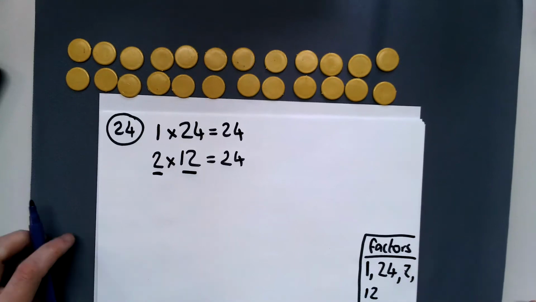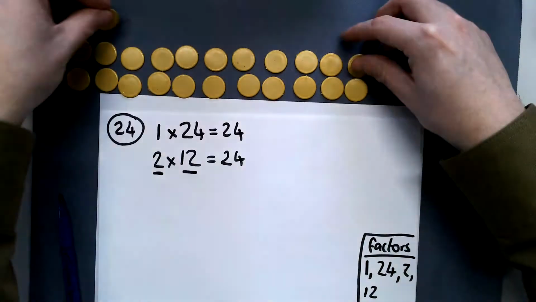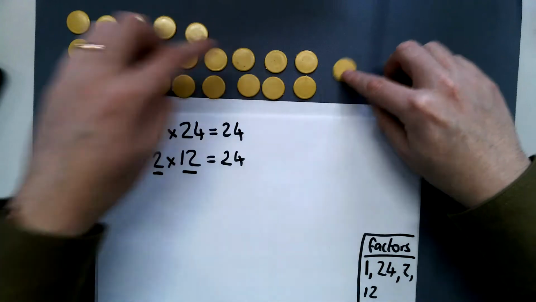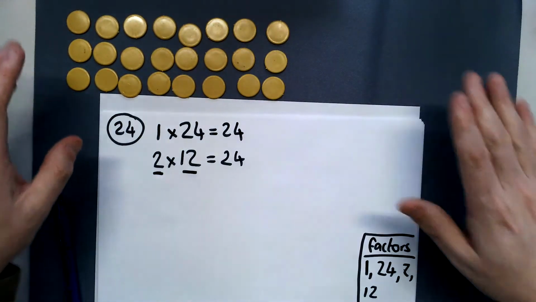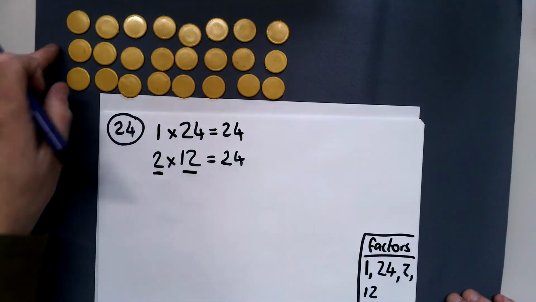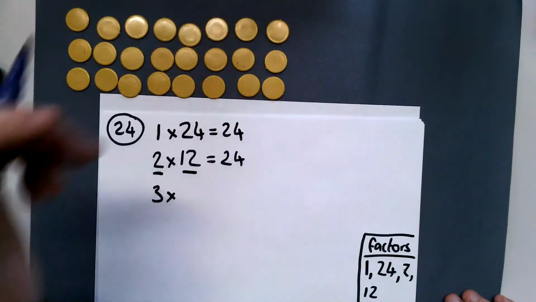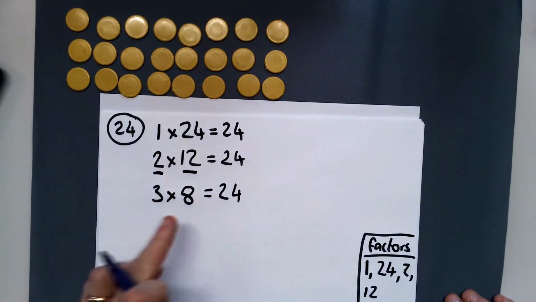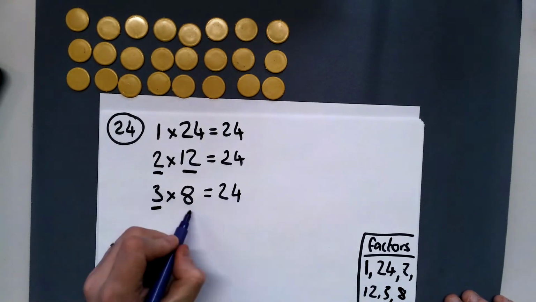Right, now, does it work with 3? So if I go 3, does it work? Let's have a go and make it. Oh, it does. So it's equal. So it does work. So I've got 3 times 1, 2, 3, 4, 5, 6, 7, 8. So 3 times 8 equals 24. I can check it. 8, 16, 24, yes. So 3 goes on my factor list and 8 goes on my factor list here.